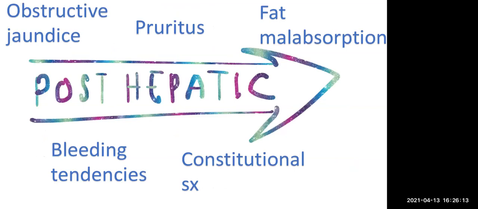So these are the questions for post-hepatic cause that we can consider. We can ask about obstructive jaundice symptoms like pale stool, dark urine, any pruritus, fat malabsorption, steatorrhea, any bleeding tendencies, and also constitutional symptoms.